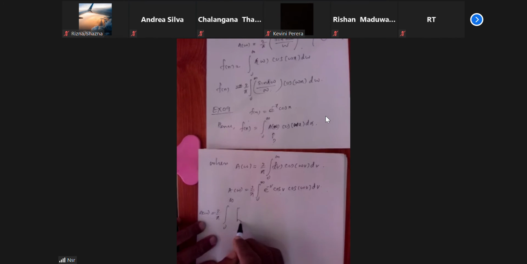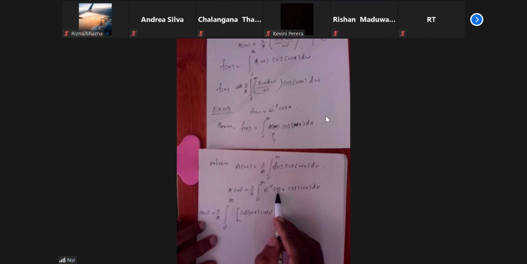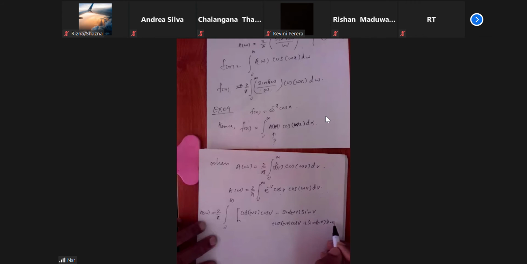What are the two values? I write down here cos omega v cos v, that means these two terms, and I subtract some value. What is that? Sine omega v sine v, right? That is the first term. And again I write down cos omega v cos v plus sine omega v sine v, dv. If we did that one, you can see this cancels with this.